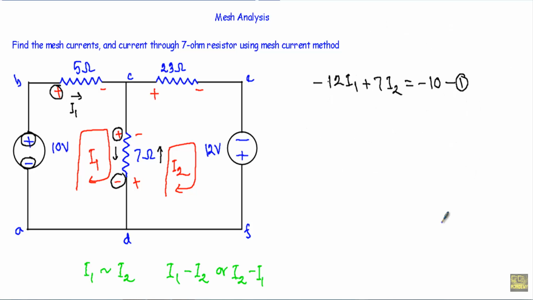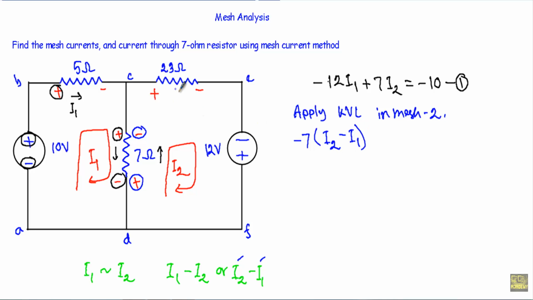Now I will apply KVL in mesh number 2. From this D to C, I will encounter the 7 ohm resistor and its positive polarity first, negative polarity later. Therefore, its voltage sign will be negative, minus 7. See, I2 is flowing in this direction and I1 is flowing in this direction. Therefore, I will take I2 minus I1. As I am in mesh number 2, I will assume the mesh 2 current is greater than the mesh 1 current.